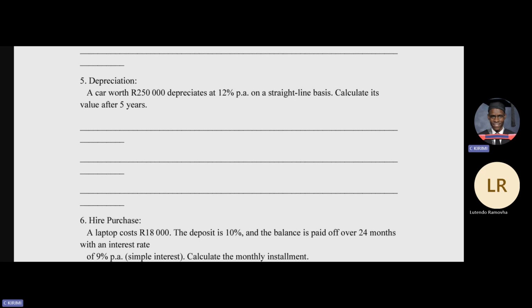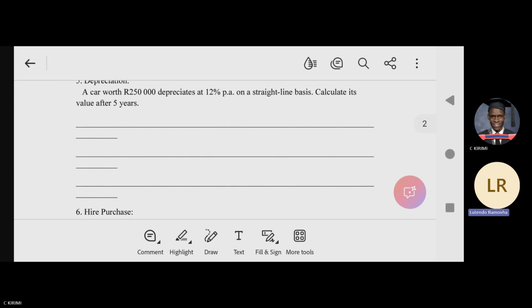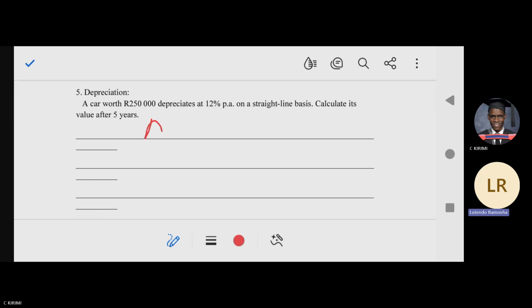So here we are given that a car worth 250,000 depreciates at 12% per annum on a straight line basis. Calculate its value after 5 years. What are you going to do there? Which formula do you use? I used A is equals to P into 1 minus I N in close brackets.